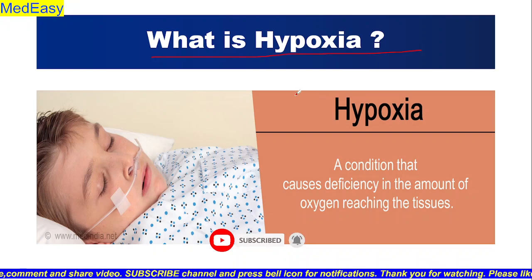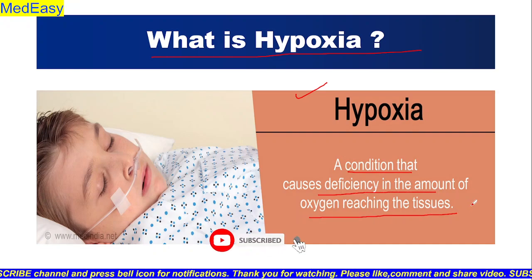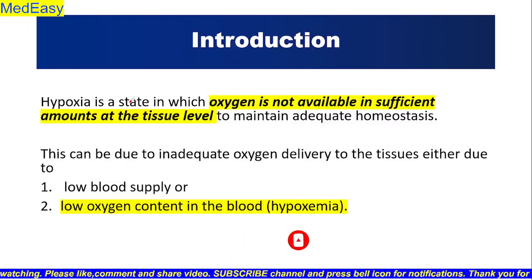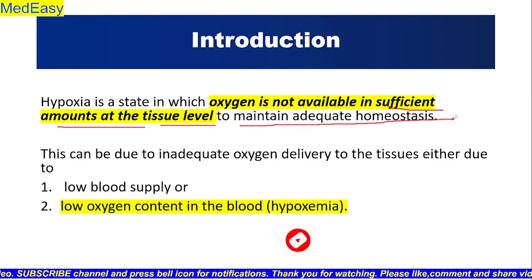So, having understood this, let us come to hypoxia. What is hypoxia? Hypoxia is simply a condition that causes deficiency in the amount of oxygen reaching the tissue, meaning the tissue is not able to have enough oxygen supply. So, we know that hypoxia is a state in which oxygen is not available in the sufficient amount that is required for a normal metabolizing tissue to maintain adequate homeostasis and metabolic function. So, this is your hypoxia.